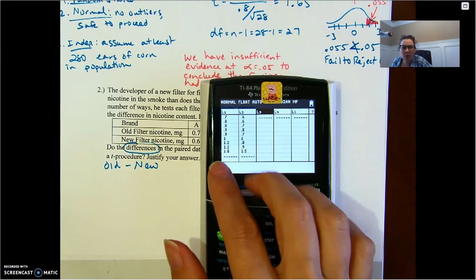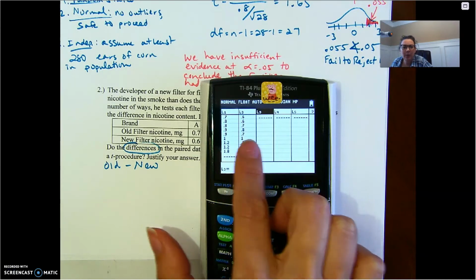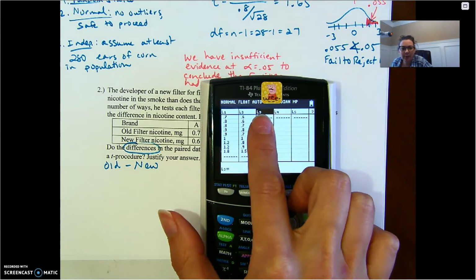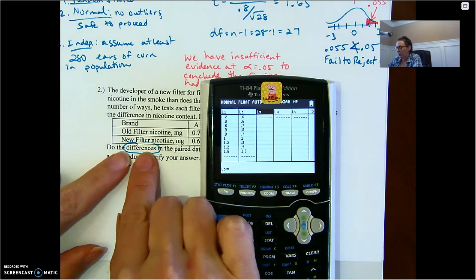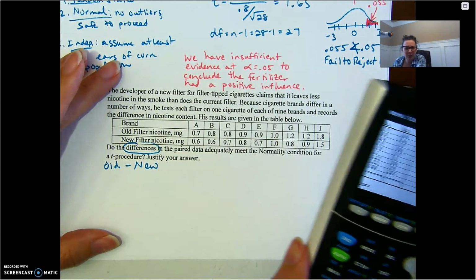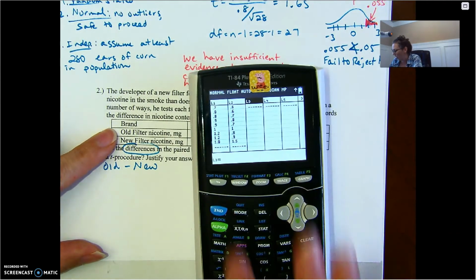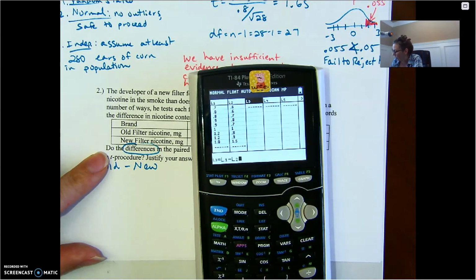I went to Stat, Edit, Clear, and I typed in the old filter and the new filter, and then I highlighted L3, and that's where I'm going to do this difference here. It doesn't matter which way you go. They didn't say which way to go, so I just went with the first and then the second. So I'm going to take list 1 minus list 2.